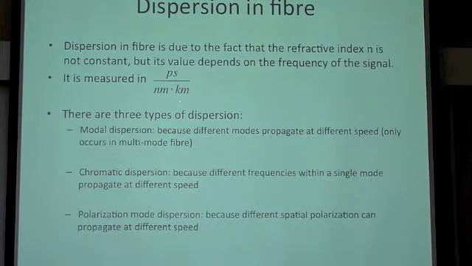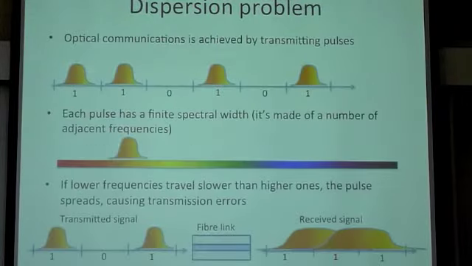Now there are three types of dispersion. One is modal dispersion, which we have seen before. One is chromatic dispersion, called chromatic because it depends on the color of the signal, which means it depends on the wavelength of the signal. And then another one is polarization mode dispersion, which we will look at later on.